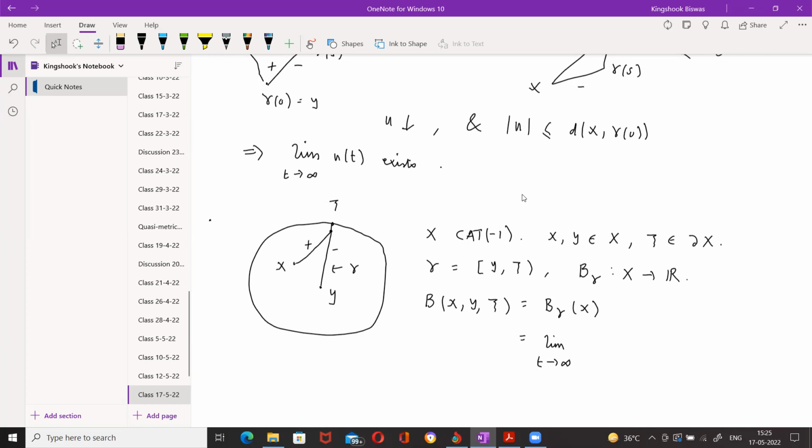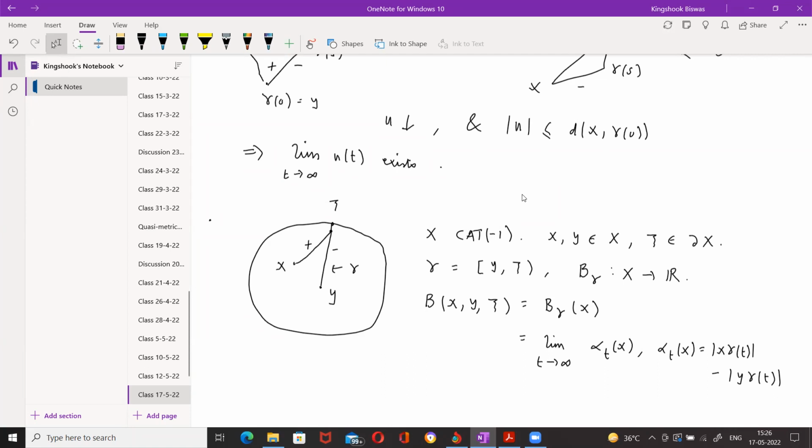So let me call this a limit of some function, say alpha t of x. These are functions of x. Alpha t of x is the distance from x to gamma t minus the distance from y to gamma t, right? Yes, as in this picture.